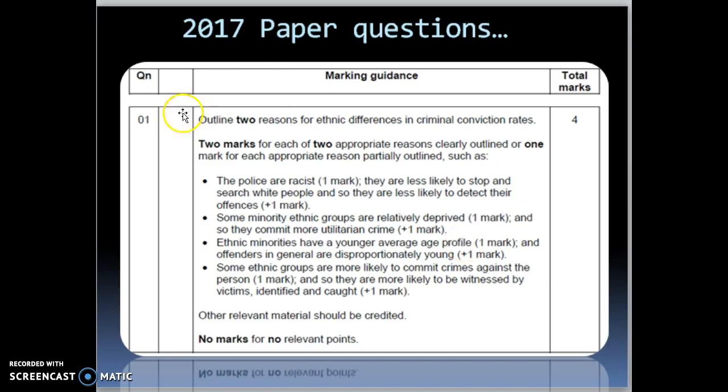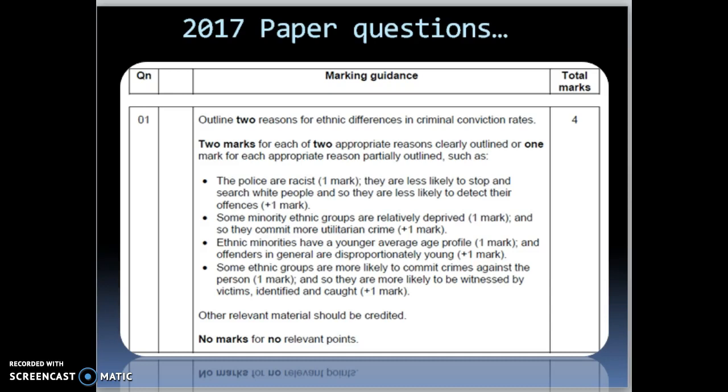So for example, this first one here, the police are racist, means that they target black and other ethnic minorities and are less likely to stop and search white people, meaning that they don't appear on the criminal conviction rates. So the tip is, what I have used quite a few times there in that explanation is the words "this means." And this shows that you are logically explaining the point.